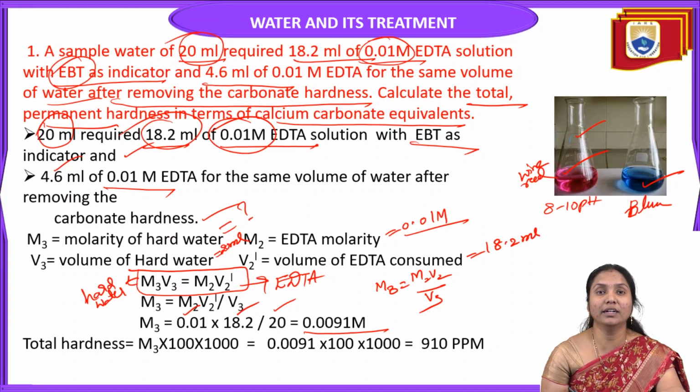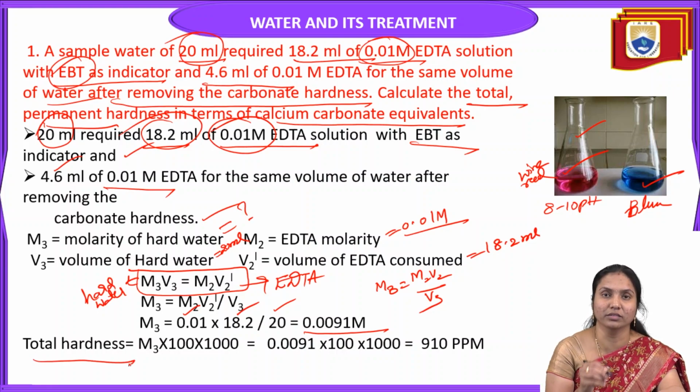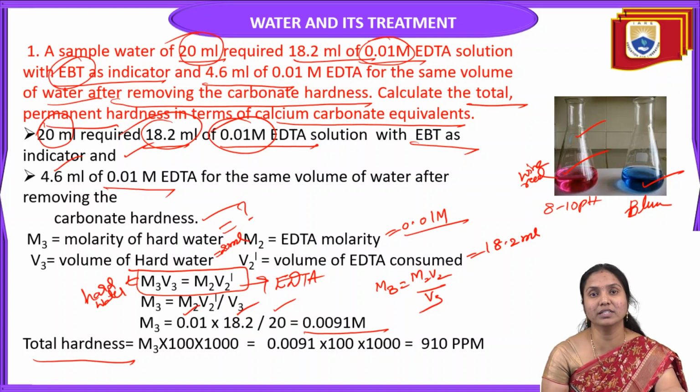Then we can calculate the total hardness of water. Total hardness means the presence of temporary hardness causing ions and permanent hardness causing ions. Temporary hardness causing ions are calcium and magnesium bicarbonates. Permanent hardness causing ions are calcium and magnesium ions of chlorides, sulfates, etc. So now we can calculate the total hardness of water.